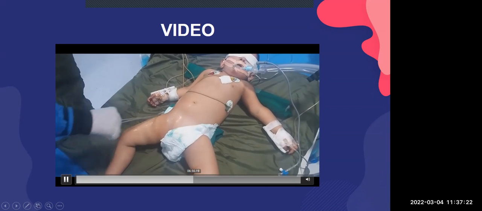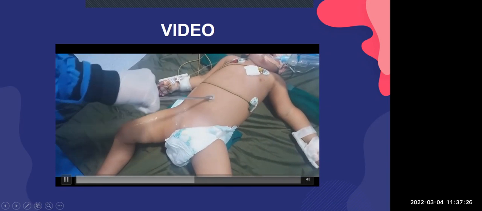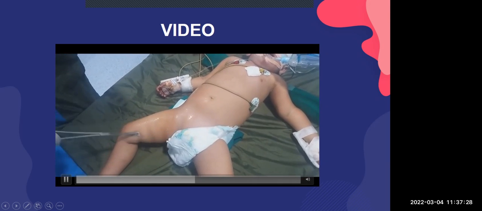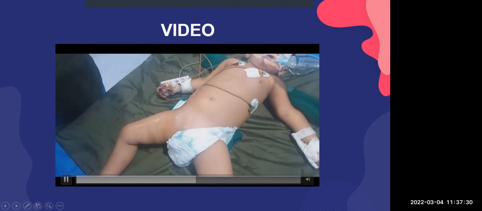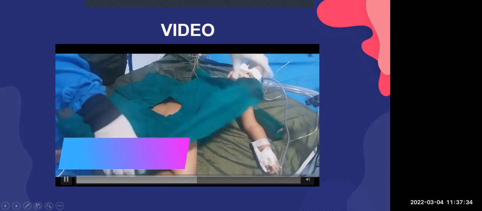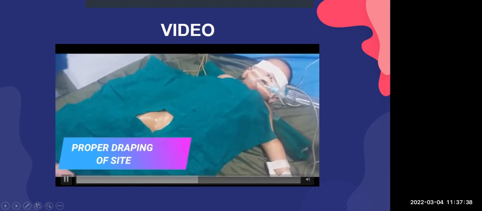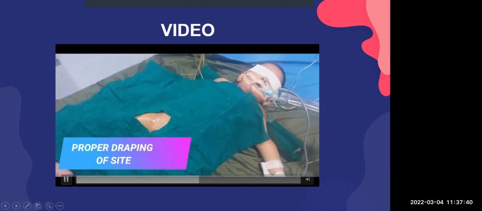So this is the first step. The patient was sedated, ventilated, and already exposed at the desired area for central line insertion. The area is cleaned thoroughly, and then he puts on the sterile drapes.